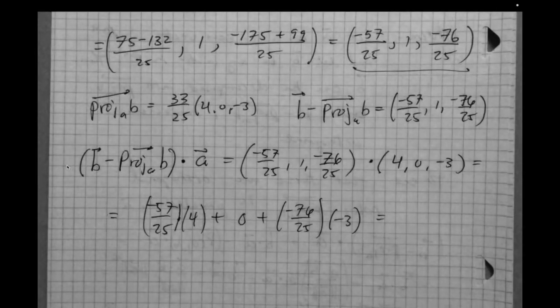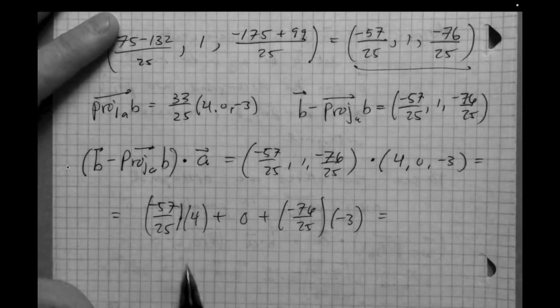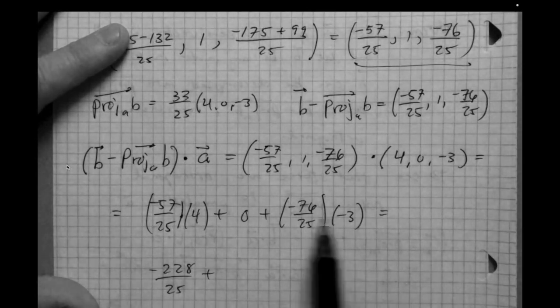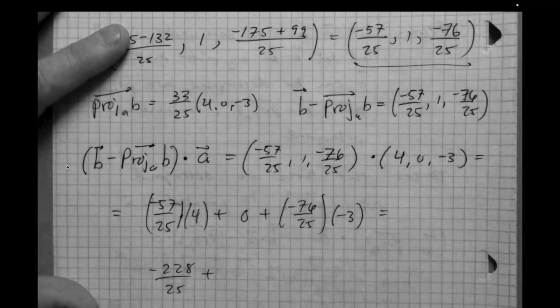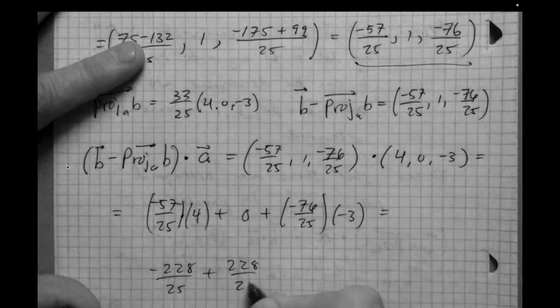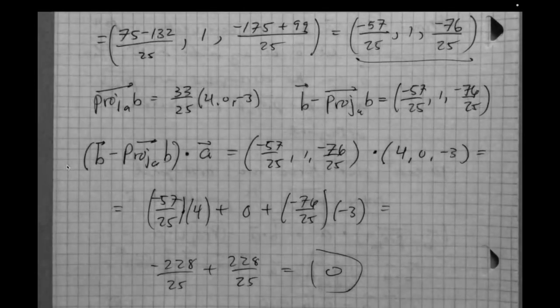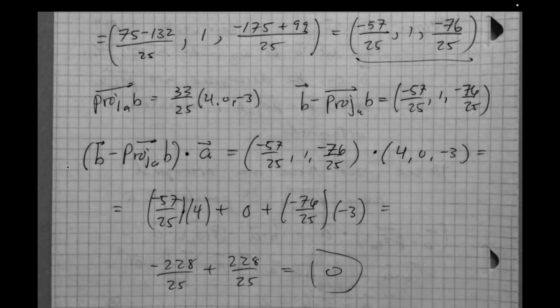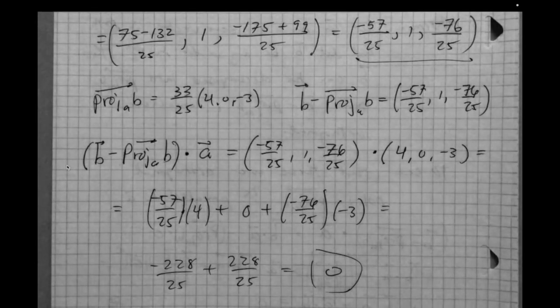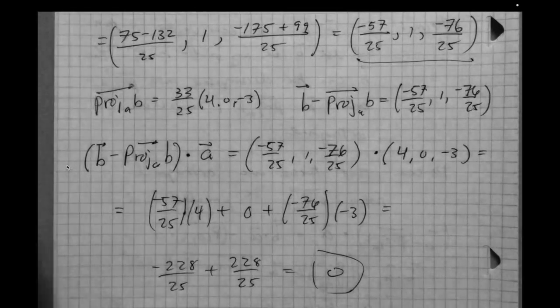All right, we expect this to be 0. And so 4 times 57 is 228, so that's negative 228 over 25, plus, and then this is 76 times 3 is positive 228, so that'll be plus 228 over 25, and so naturally you get a 0. Right, so those two are orthogonal, as we suspected they would be because we built the projection of B onto A by dropping a perpendicular, right? And so this is that perpendicular, so naturally. Okay. All right. Very good.